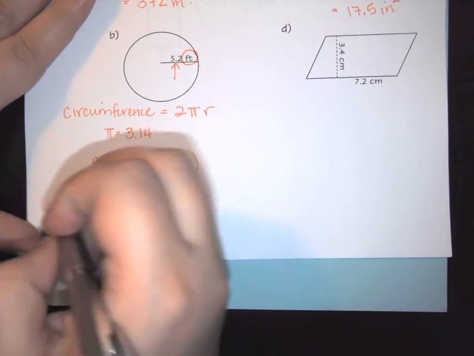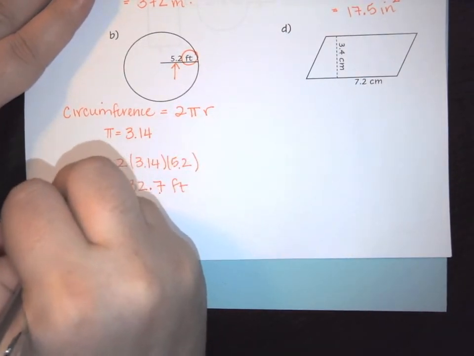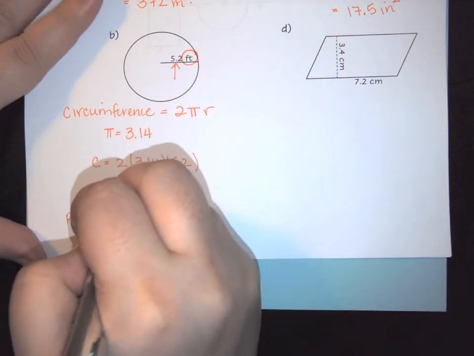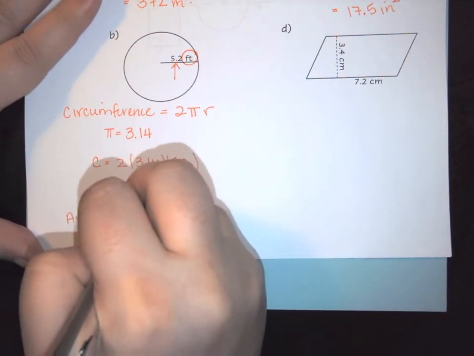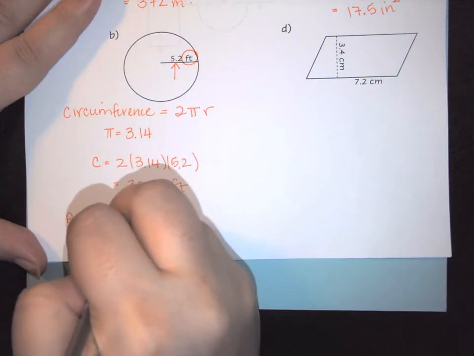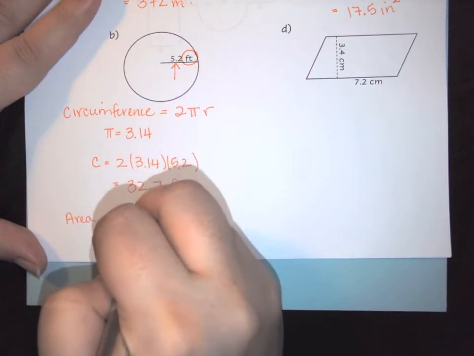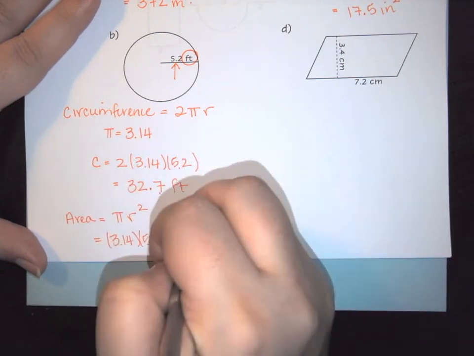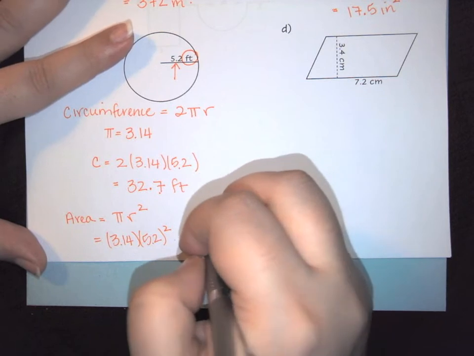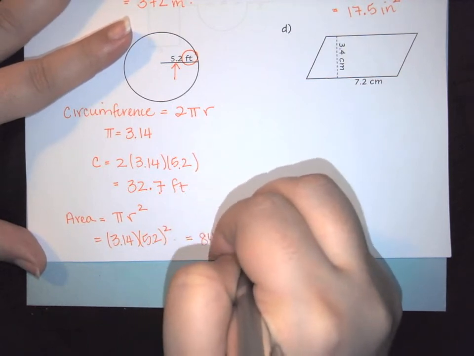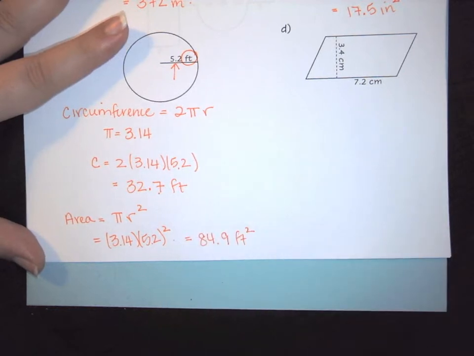Now again, your circle area is going to be slightly different. To find the area of a circle, we are looking at pi times your radius squared. So your area here is going to be 3.14 times the 5.2 squared. So in this case, you're going to end up getting 84.9 feet squared.